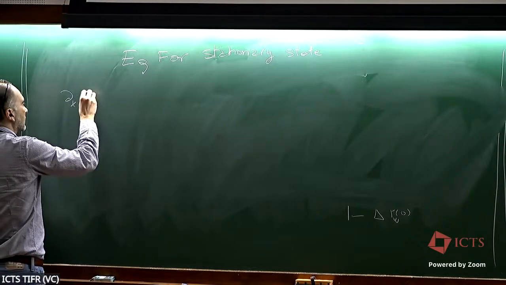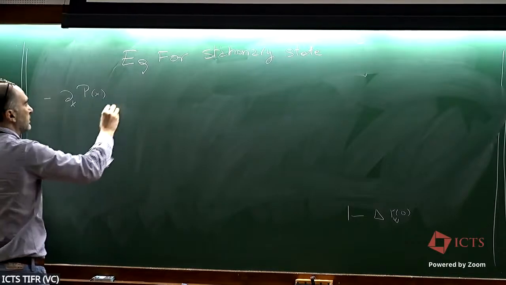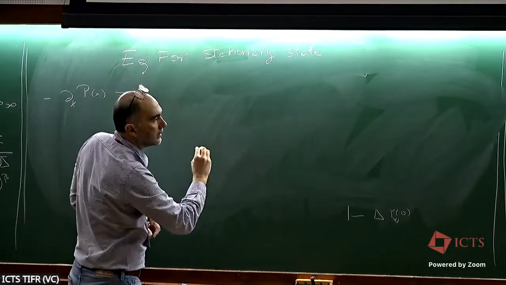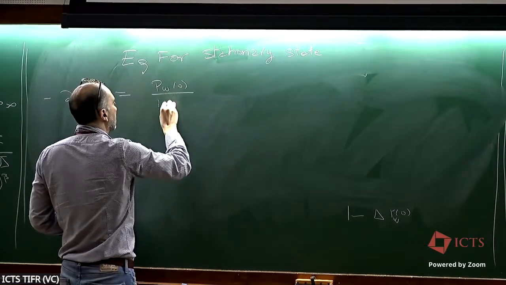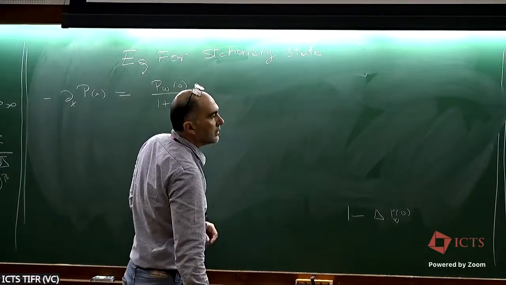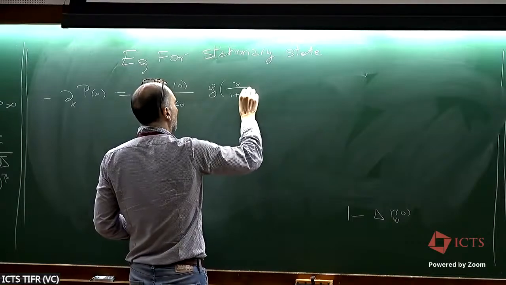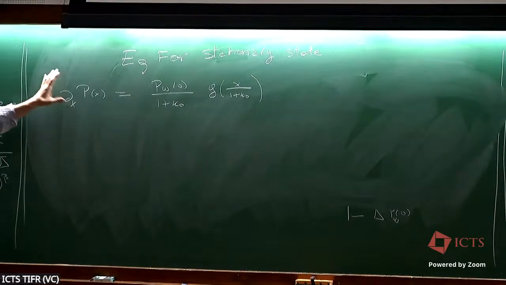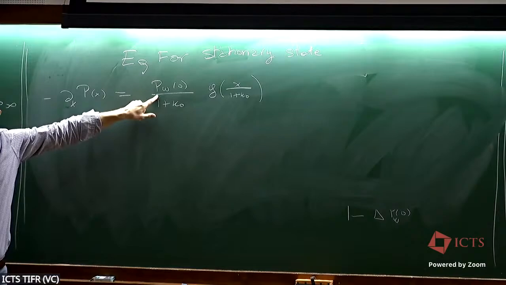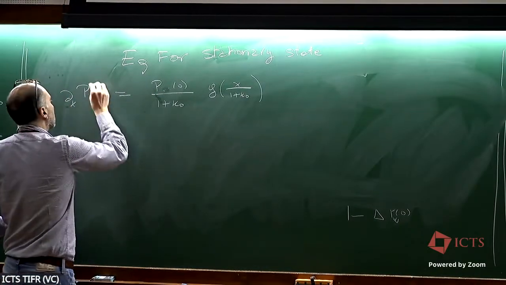dx of p of x, let's put the minus here, is equal to pw0 divided by 1 plus k0, g of x divided by 1 plus k0. Okay, and you say, okay, there is only one derivative, it's very simple, but you have to remember that there is this term. So this is the stationary equation.